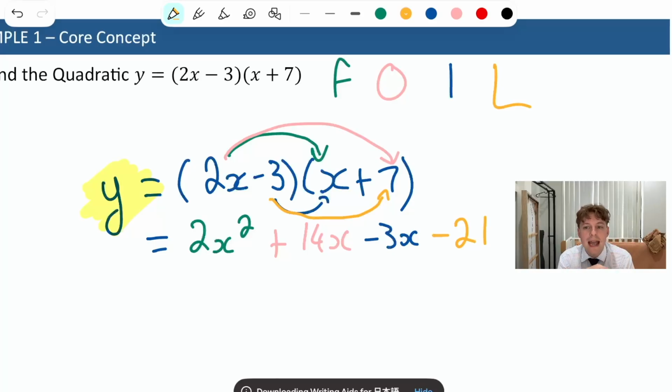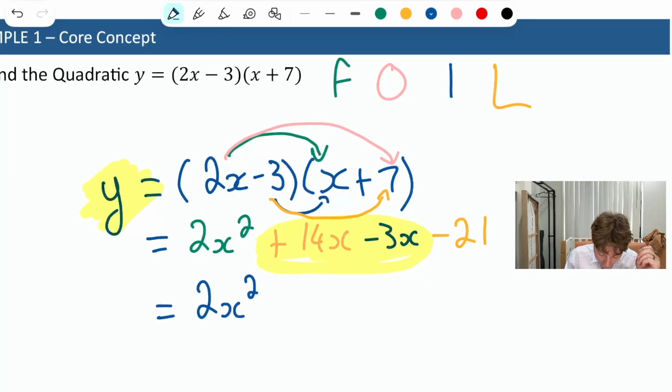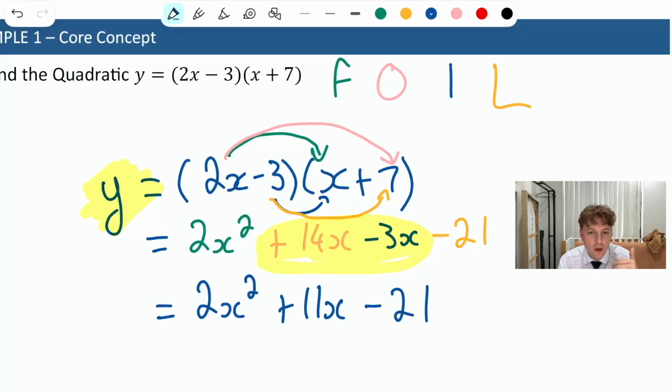Now, like all things algebra, we want to simplify and we want to collect like terms. Hopefully we can notice that in the middle here, I've got 14x minus 3 lots of x. These are, in fact, like terms. I can collect those like terms. So I'm going to have as my result 2x squared. 14x minus 3x gives plus 11x. Minus 21 is the fully expanded version of my brackets.